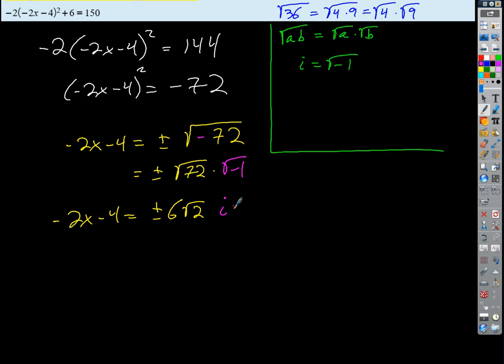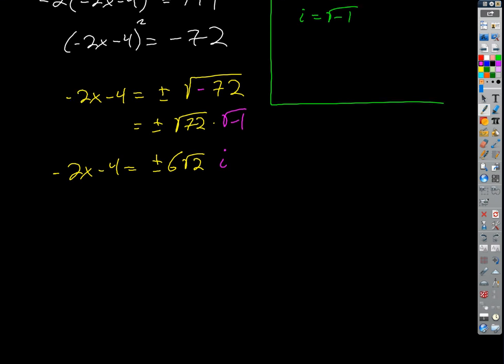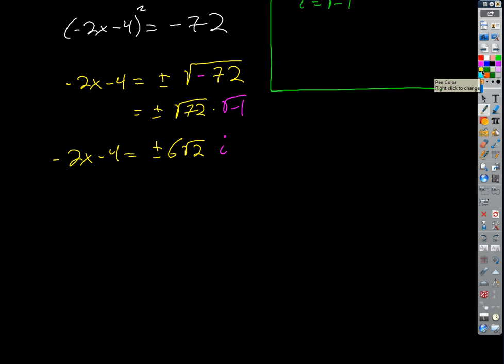What are the next two steps in order to solve for x? Add 4 to both sides. So that's going to give me negative 2x equals 4 plus or minus 6 radical 2 times I. And then finally, divide by negative 2.